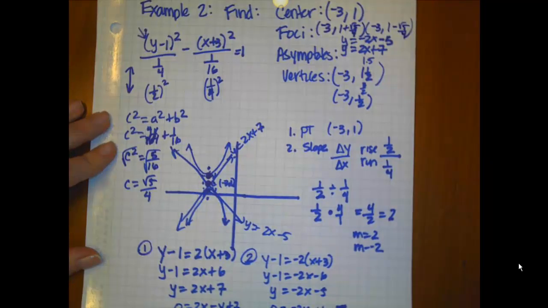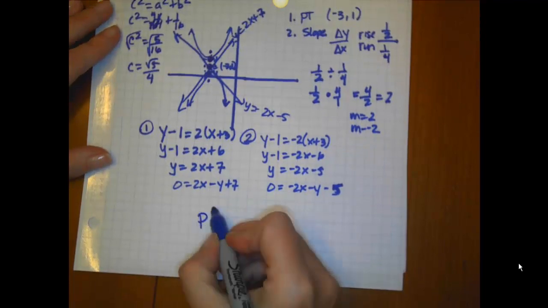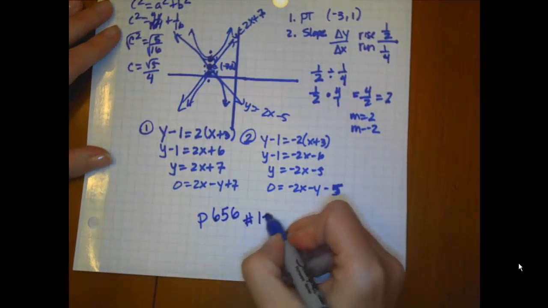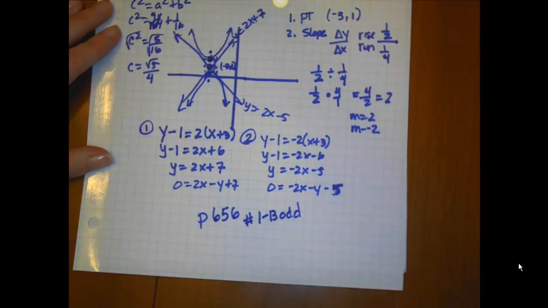All right, so at this time, you are ready to begin page 656, and you can try numbers 1 to 13, the odds, at this time. Good luck.